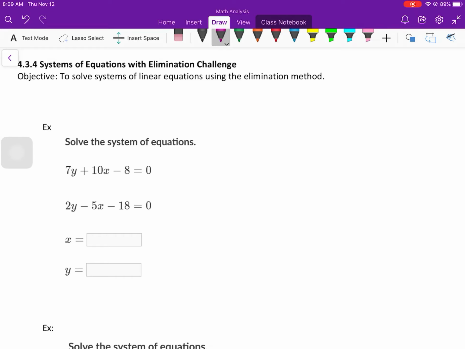Let's go ahead and look into systems that are a little more challenging. So now things aren't just going to add straight down and work out for you. Remember, the whole point is we want one of the variables to eliminate. Now typically we like the constant to be on the other side. So let's just go ahead and move those over.